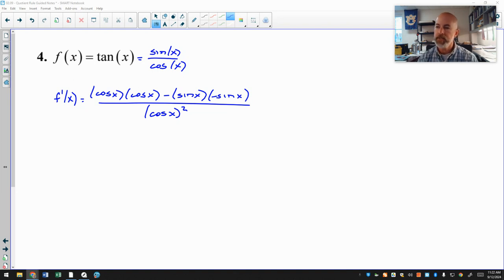But there is the initial pass of the derivative: low d high, derivative of sine is cosine, minus high d low, derivative of cosine is negative sine, over low low. And while that is an acceptable derivative, boy, this cleans up quite nicely. So let's see what happens here.